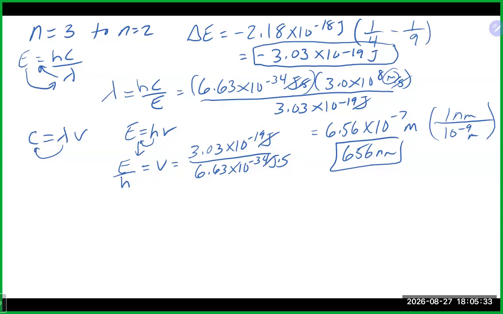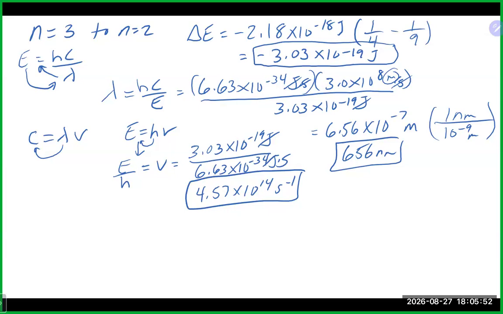Again here, joules are going to cancel. When you divide the seconds on the bottom, that will become reciprocal seconds. And we will end up with, looks like, 4.57 times 10 to the 14 reciprocal seconds as our frequency.